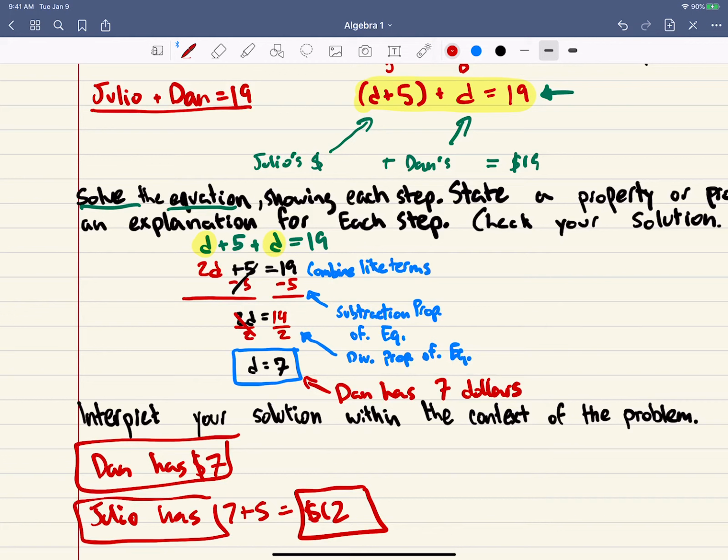Okay? And how can we check our answer? Well, we can always plug this back in, right? Remember, it says check your solution. So to check our solution, we're going to go back to our equation. Right now, we're writing D equal to 7. And we're going to put parentheses wherever our D was. Then parentheses plus 5 plus parentheses equal to 19. We're going to plug in our 7 here.